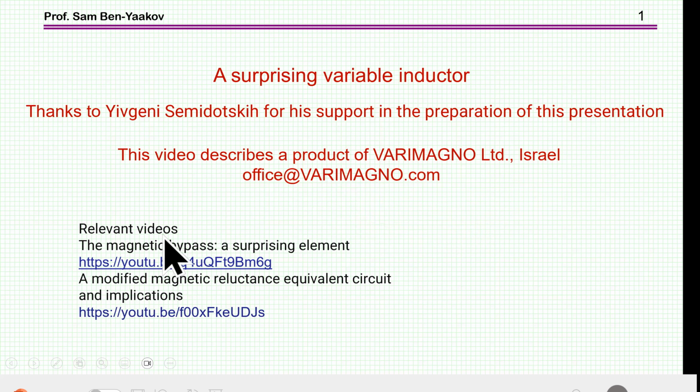Now, there are two relevant videos to this presentation: the magnetic bypass as surprising element, and also a modified magnetic reluctance equivalent circuit and implication. They give the theoretical background of this variable inductor that I'm going to discuss, although I'm giving in this presentation some basics of the theory, but for a better understanding of the theoretical aspects, please watch these two videos. I'm going to print the links at the description section of the video.